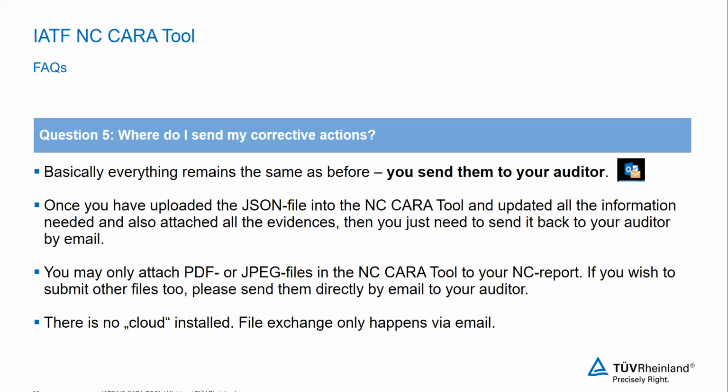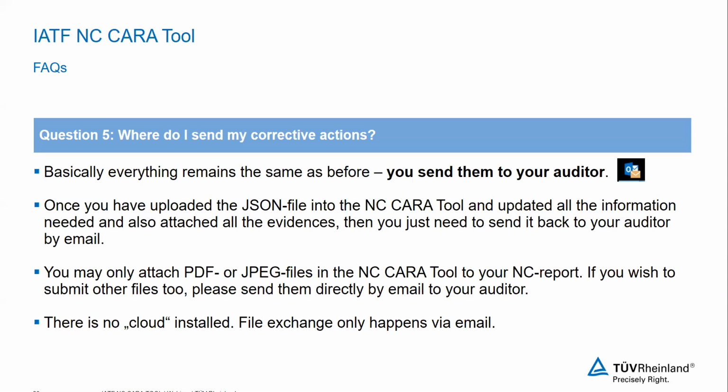Okay, so what happens when you need to send corrective actions? Well, basically everything remains as it was before. You send them by email to your auditor. Once you have uploaded the JSON file in the NC CARA tool, and once you have updated all the necessary information, you may also attach evidences.